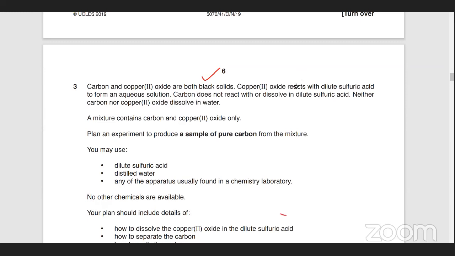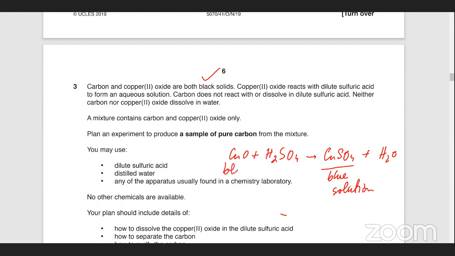We can also write the equation for this: copper oxide is a base. Metal oxides are bases. With sulfuric acid, an acid-base reaction will happen. What's going to happen is it's going to form CuSO4 plus water. Okay? So copper sulfate would be formed. And remember, it's a blue solution. Copper sulfate has a blue color. But copper oxide, that was black. Anyways, I don't think they even asked for that equation.